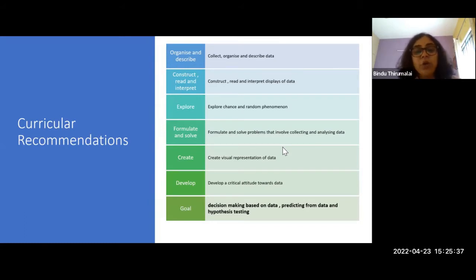And why are we doing all this? What is our goal of data handling? Really, as the students grow, the ultimate goal is not for students to learn some formulas or use some tool in statistics. That is not the goal. The goal is to be able to make decisions based on data.